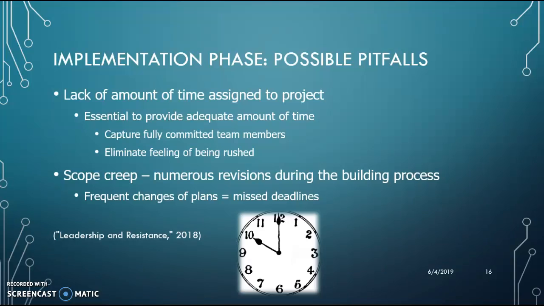The lack of time assigned to a project can be an absolute pitfall. It's essential to provide an adequate amount of time so that we can capture fully committed team members and eliminate the feeling of being rushed. Scope creep is another possible pitfall when creating a new system in a healthcare facility: numerous revisions during the building process. These frequent changes of plans cause missed deadlines.